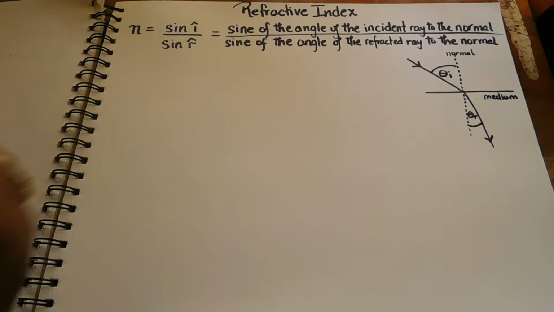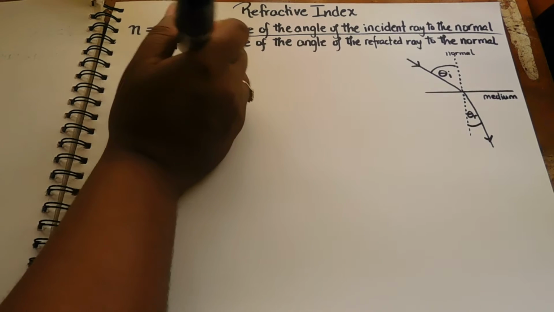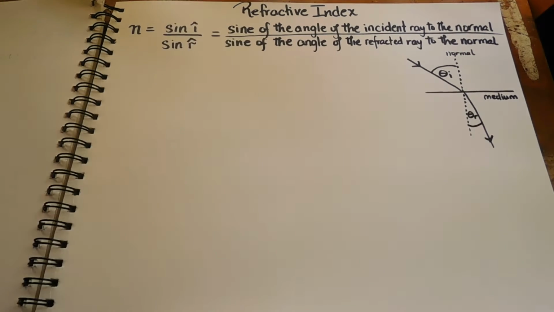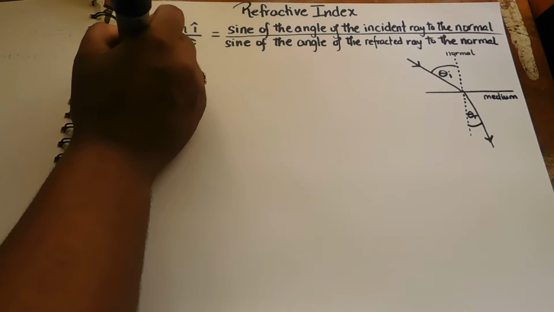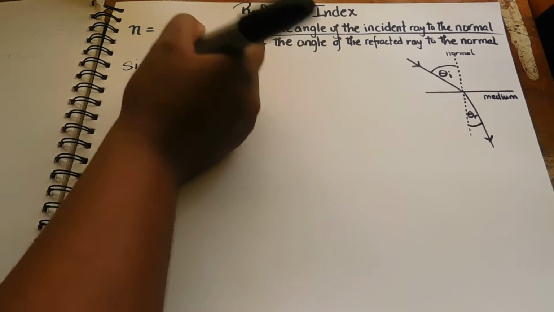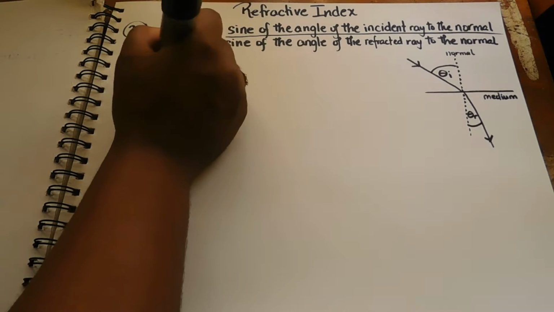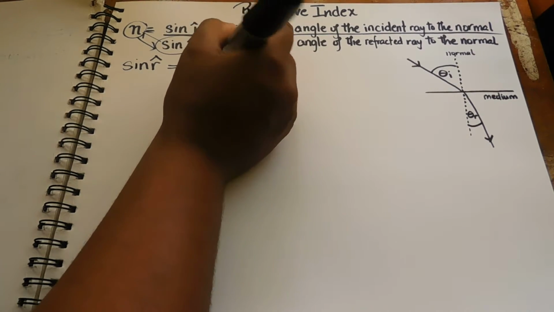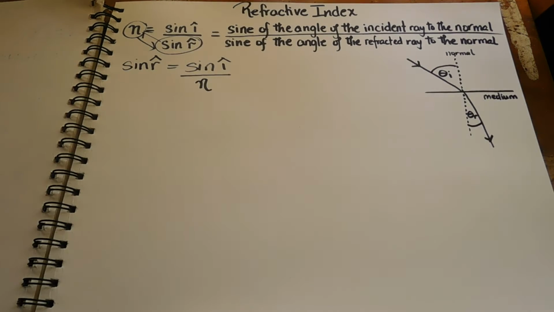Okay, so if you want to transpose, maybe you want to find the angle R. Now this is the funny part. Let's first start off with sine R, the sine of the angle R. It's pretty easy. You circle it, move it up here, and circle this and move it down. So we end up with sine R equals sine I, the sine of the incident angle, over the refractive index.